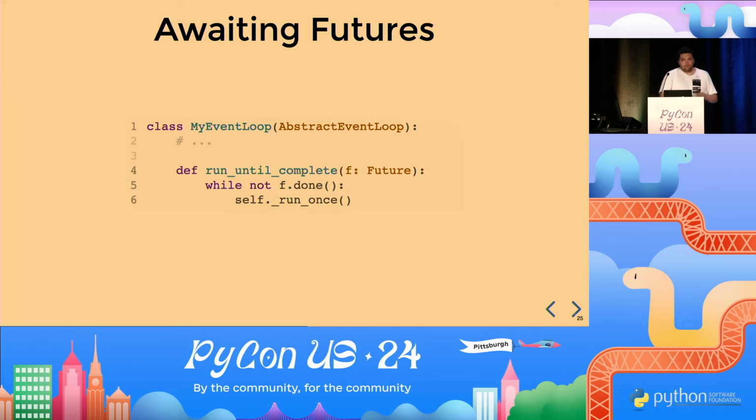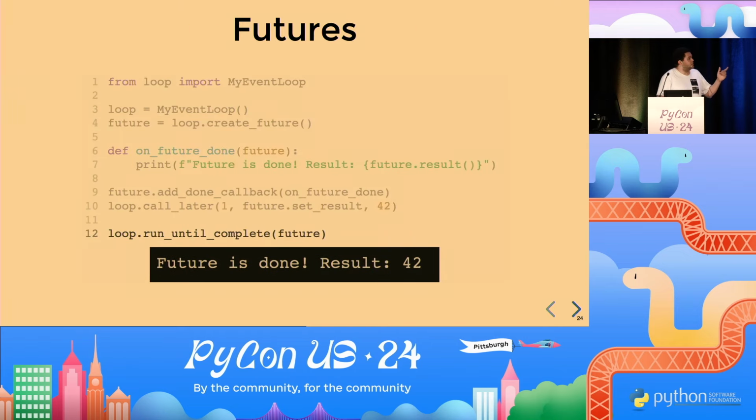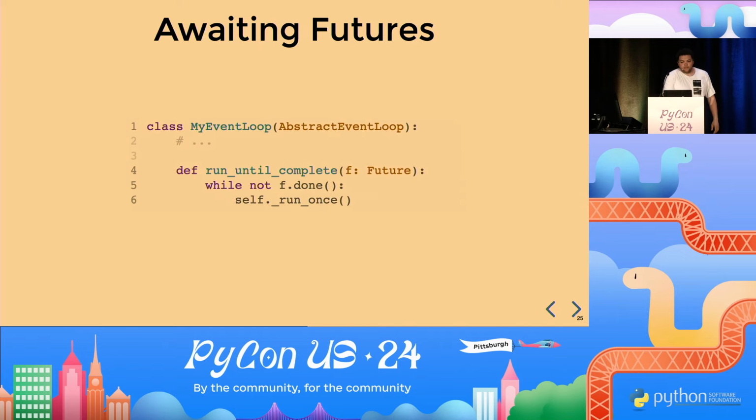And so you probably noticed the loop run until complete function. This is actually a variant of the first run forever, but here, instead of just running forever, we run until the future is done, which is handy because often we don't really want to run the event loop forever, except for HTTP servers or specific use cases.